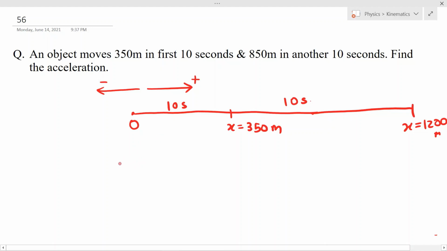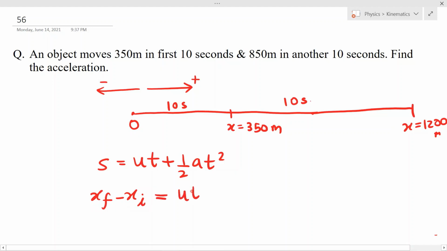So let's apply s is equal to ut plus half at square. Now what is s? S is the displacement. So displacement is xf minus xi, where xf is the final position, xi is the initial position. This equals ut plus half at square. Now what is xf? That is final position. It is 350 meter minus x initial. Initial position is 0. So this is 0 meter.